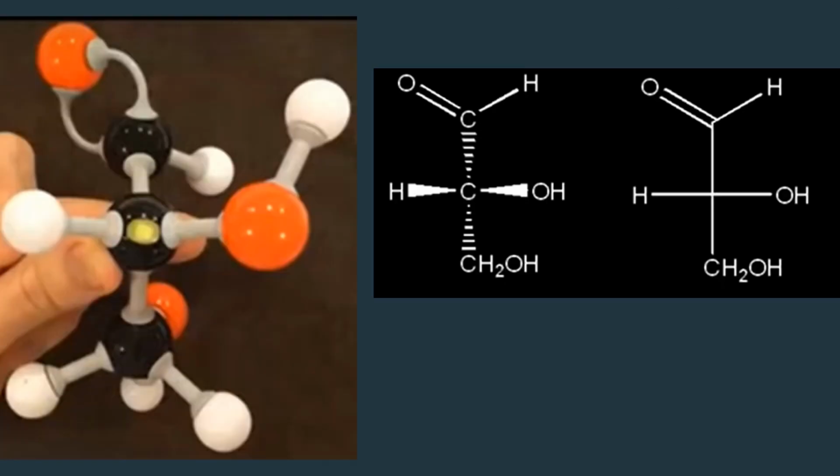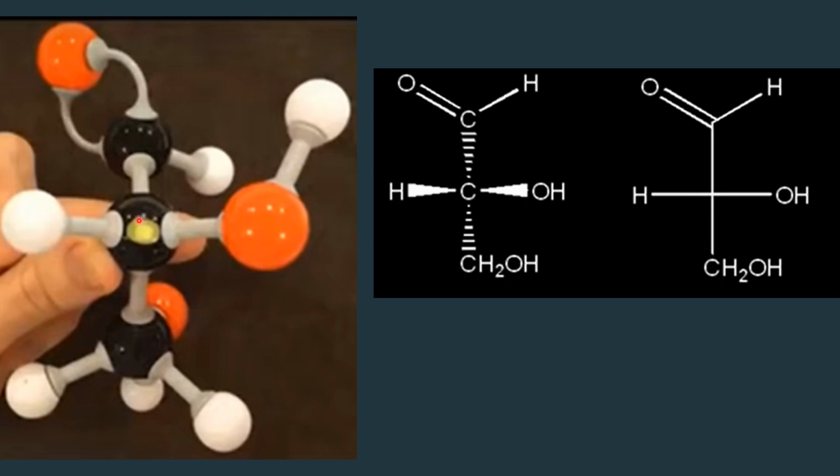Here is the three-dimensional model of glyceraldehyde. This is the chiral carbon to which a hydrogen and an OH are connected, and here we have an aldehyde, carbon doubly bonded with oxygen, and here we have CH2OH. So this is the model of glyceraldehyde.